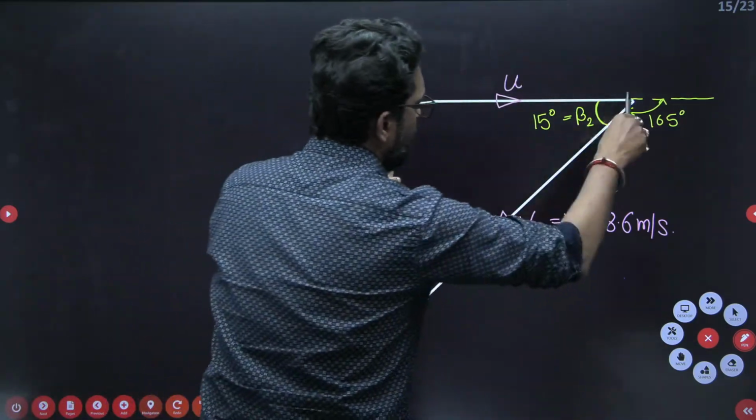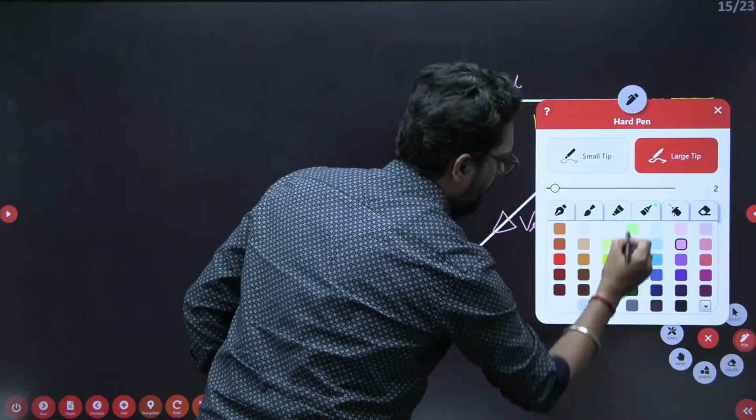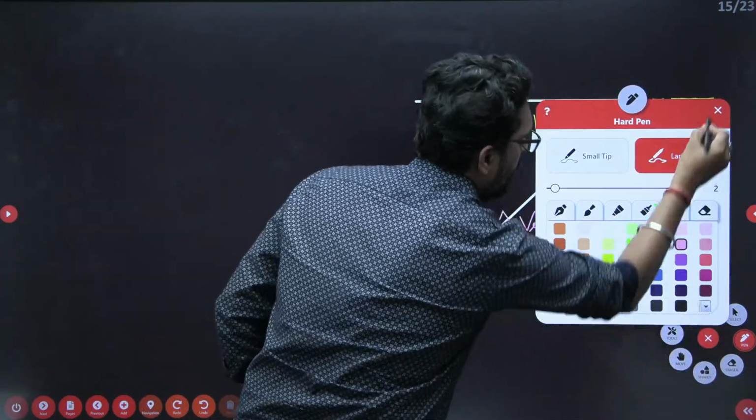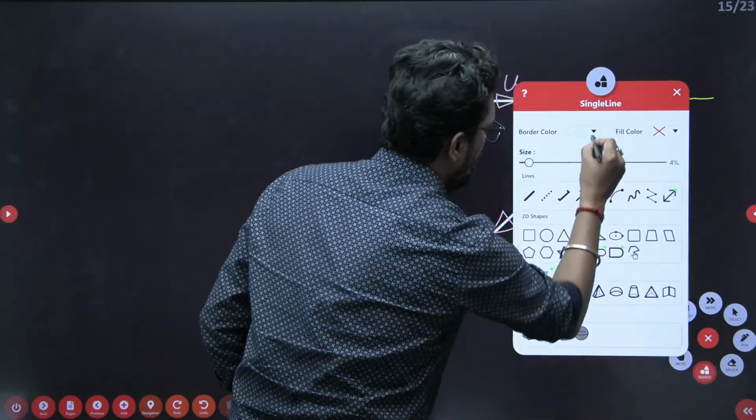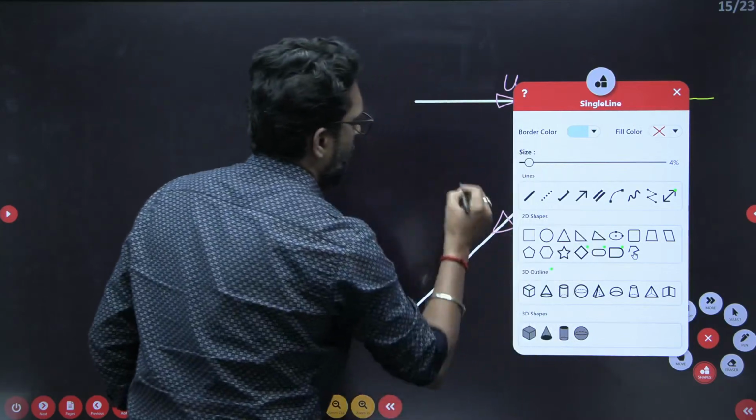Now, this is your U, this is your V, so in this direction. One second. So this is your velocity.